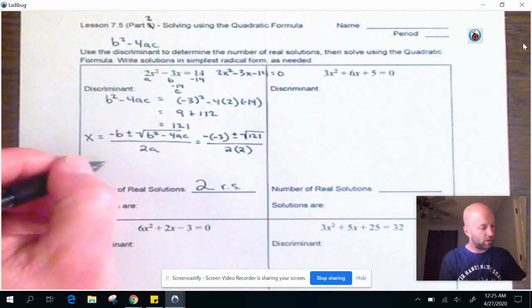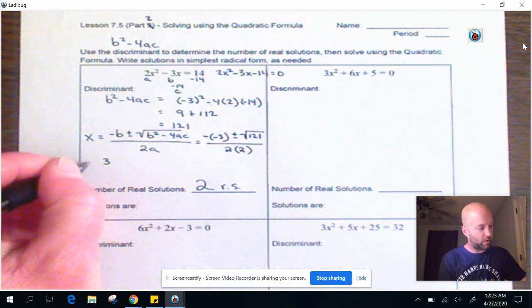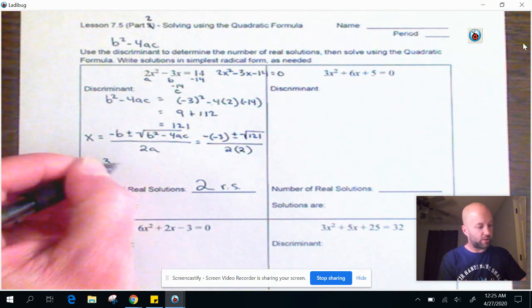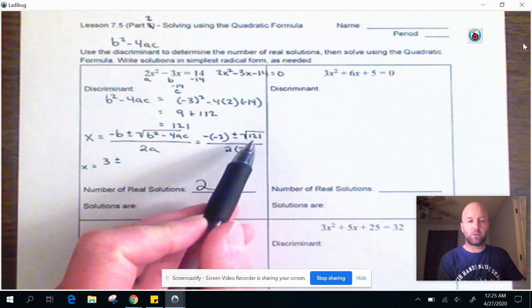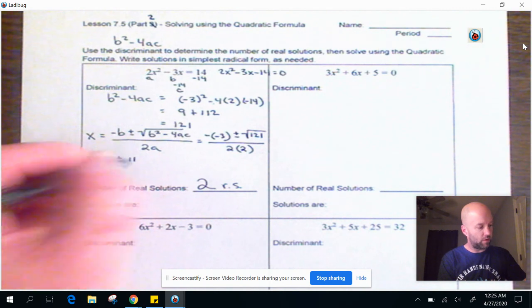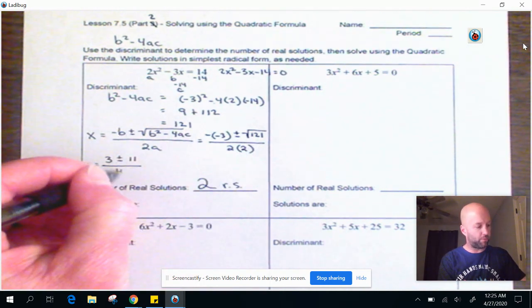I'm going to come down here. So minus a negative is positive 3. So x equals positive 3 plus or minus the square root of 121. This is nice because 121 is a perfect square, so that's going to be 11. And we're going to divide that by 2 times 2, which is 4.